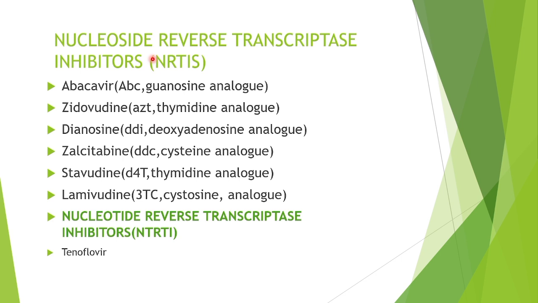And the next one, deoxy. These are the guanosine analogues, thymidine analogues, and deoxyadenosine analogues. These are a type of purine nucleoside. What do these purine nucleosides do? They inhibit the DNA synthesis. Next, what are thymidine analogues?